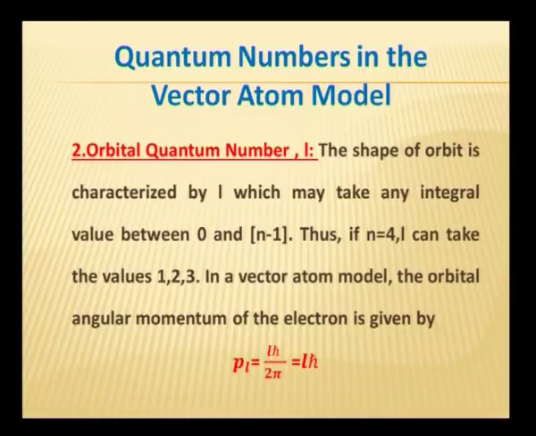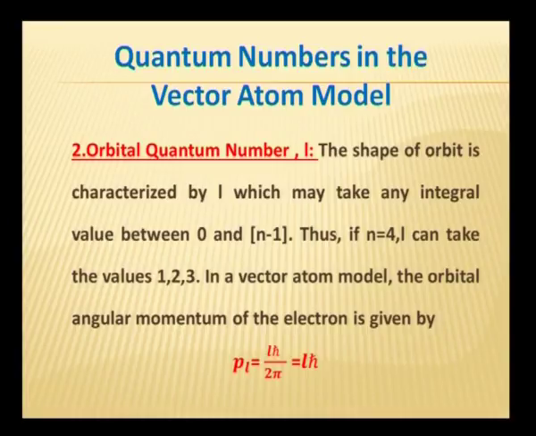What is the meaning of, suppose I say, the electron is being found in the L equal to 1 state? L is equal to 1 means P L is equal to 1 into h cross, that is, the electron has an orbital angular momentum equal to h cross.